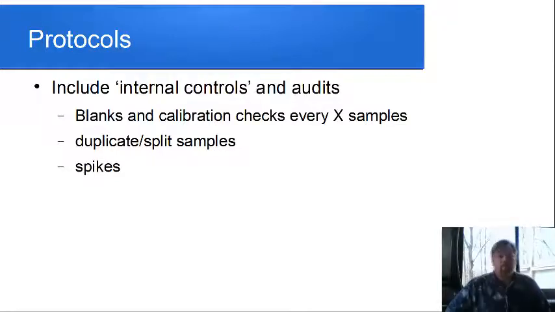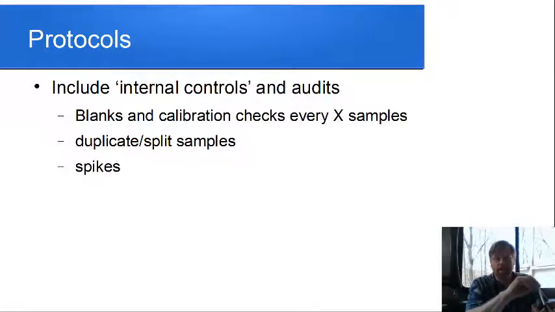So internal controls and audits, it's basically built-in checks. A lot of times with some of the instrumentation, you can set it up so the samples are in vials, and it pulls from this vial, does the test, automatically moves to the next vial, does the test. So you will start off with a blank.